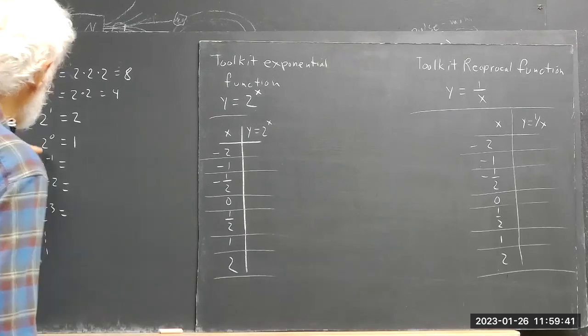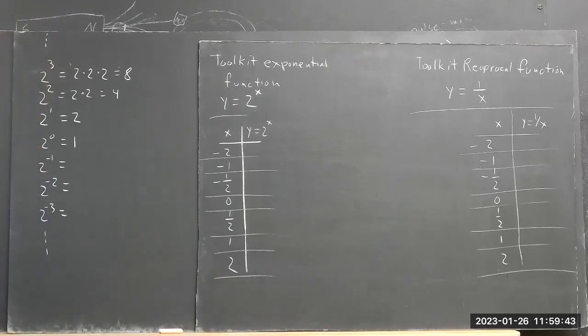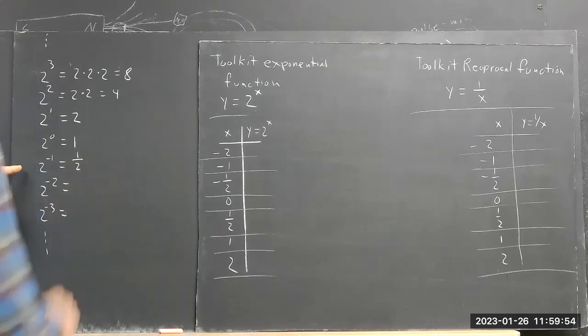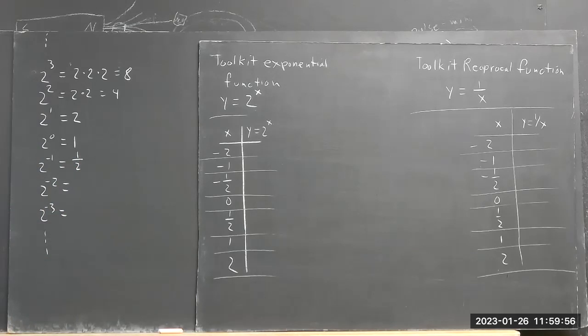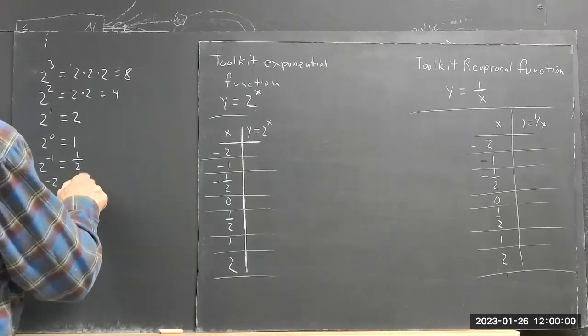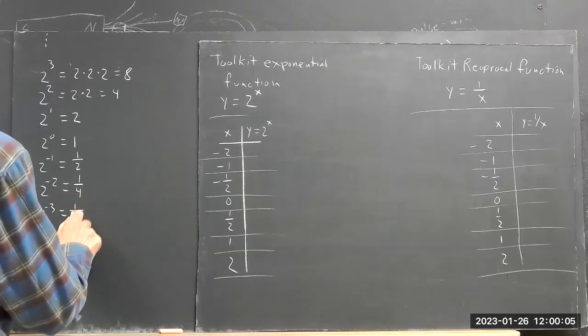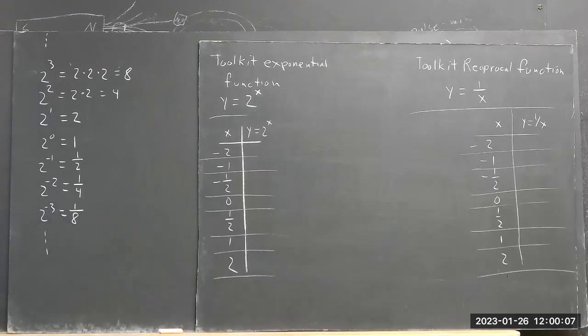Okay, now 2 to the negative 1. Well, the pattern is each of these is half of the one before it. So 2 to the negative 1, it better be 1/2, right? And 2 to the negative 2 should be 1/4. 2 to the negative 3 should be 1/8. Now we go a little further.